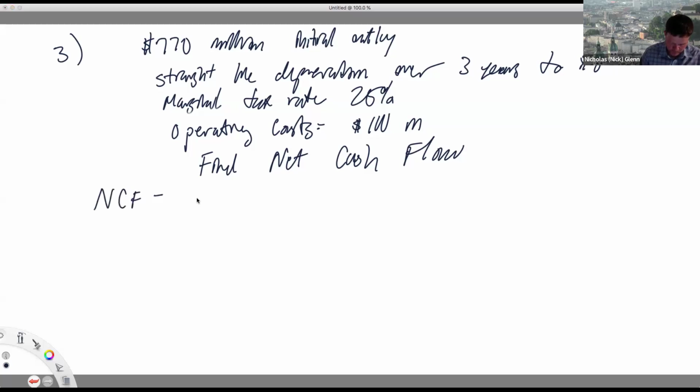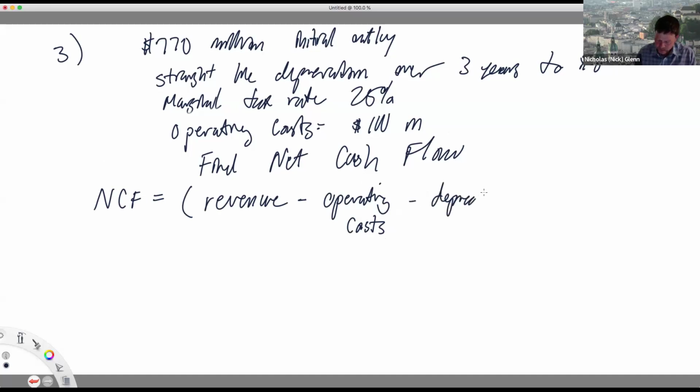The net cash flow is equal to the revenue minus the operating costs. We also need to take out the depreciation. Now, the way they set this up seems intuitive to me, but I want to do it the way it's done in the ebook that you have, so that it matches up with that.